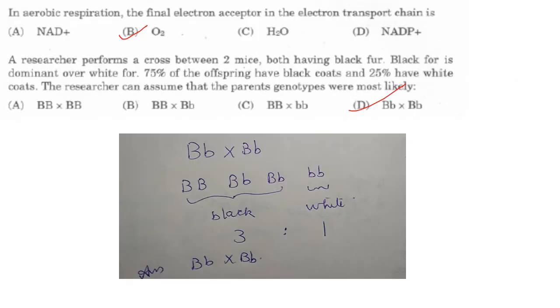Then next one. In anaerobic respiration, the final electron acceptor in the electron transport chain is oxygen.